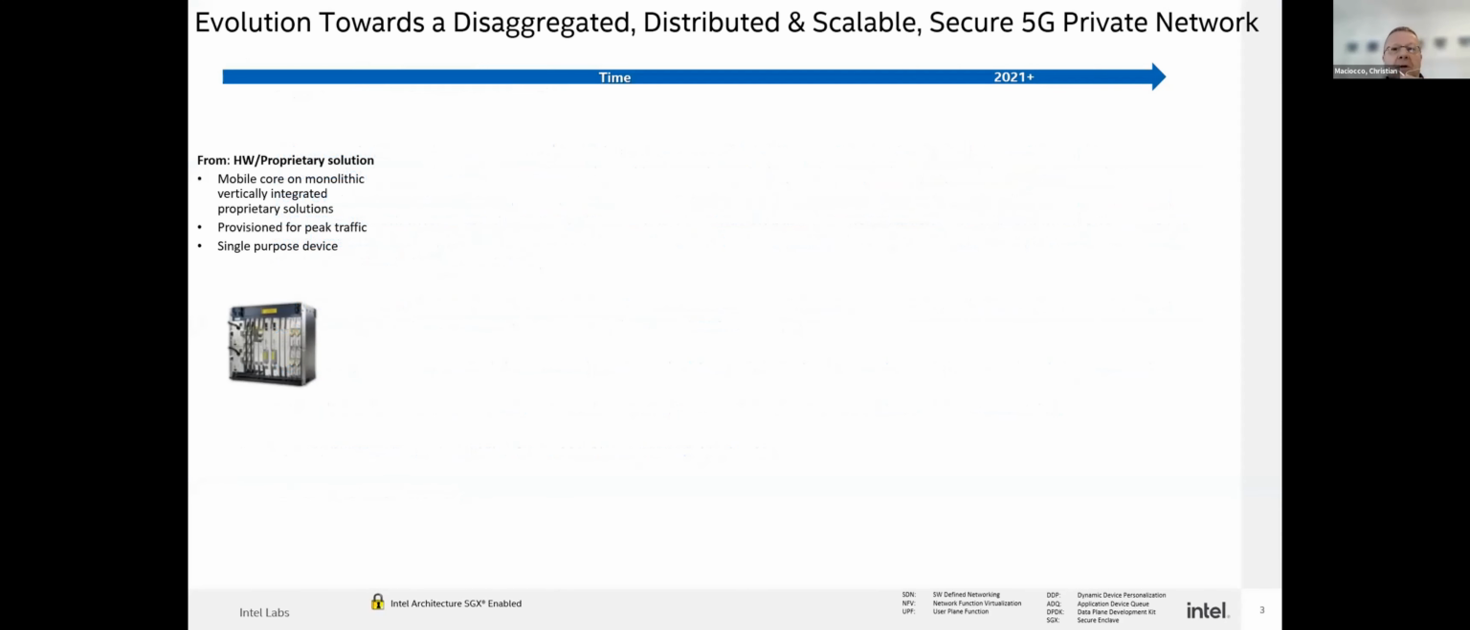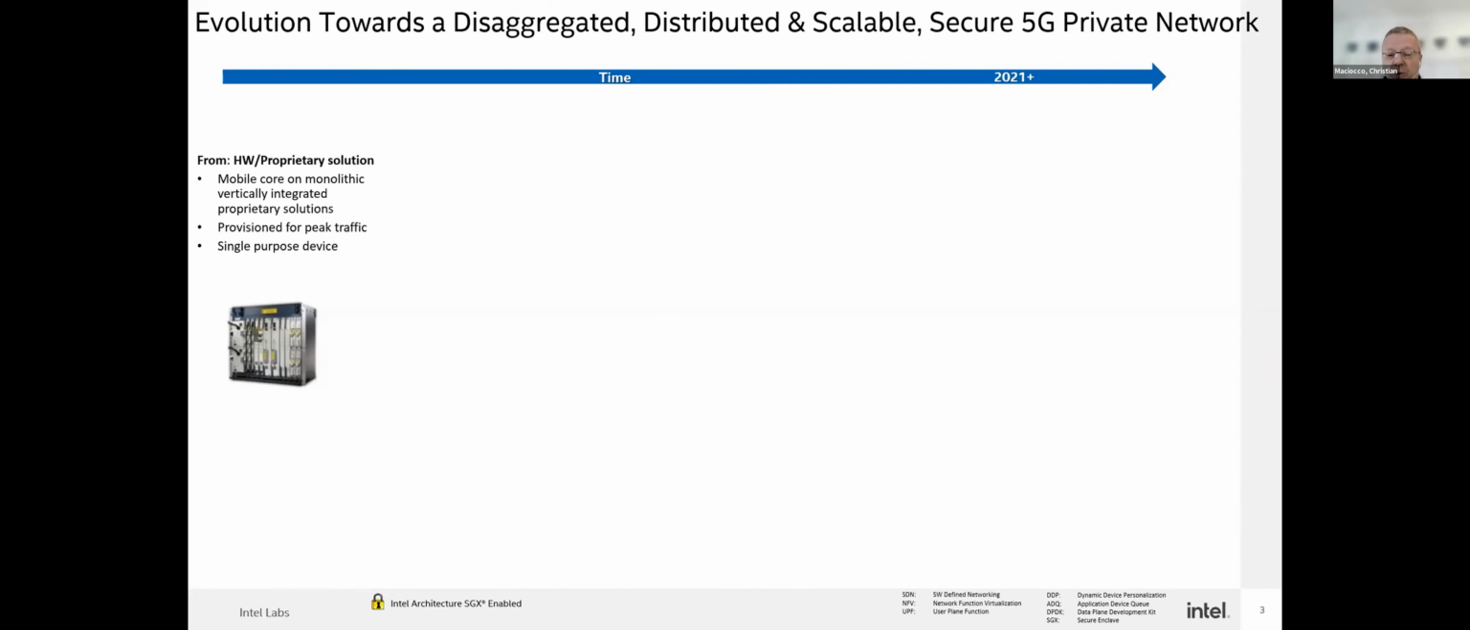Let me show you the path of evolution from a traditional cellular network. In the past, if you wanted a cellular network, it ran on a monolithic, vertically integrated proprietary solution. You needed a hardware box, usually provisioned for peak traffic. If you needed to scale your control plane or your data plane, you had to buy another box. These were single-purpose devices, and you pretty much had no access; as Sachin mentioned earlier, you cannot do anything with the box.